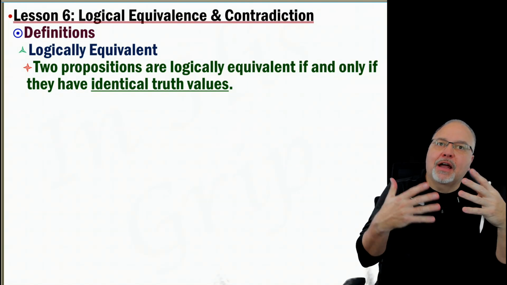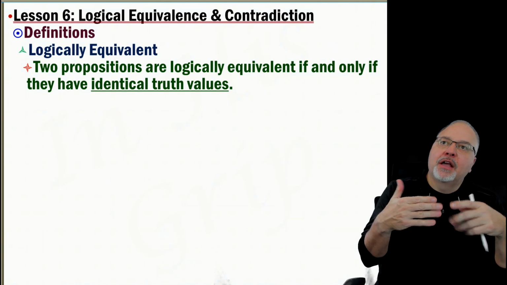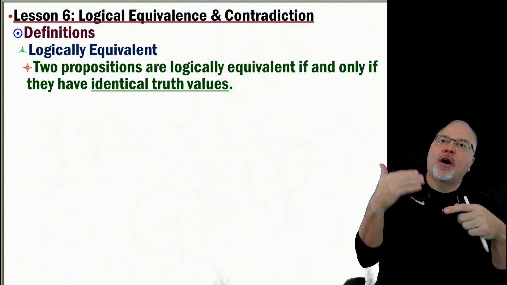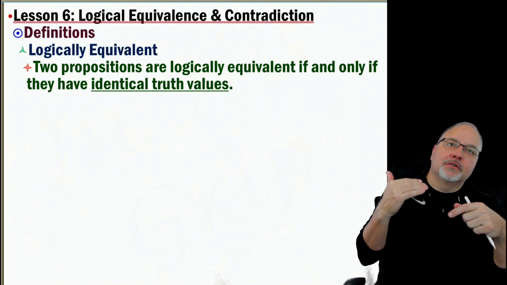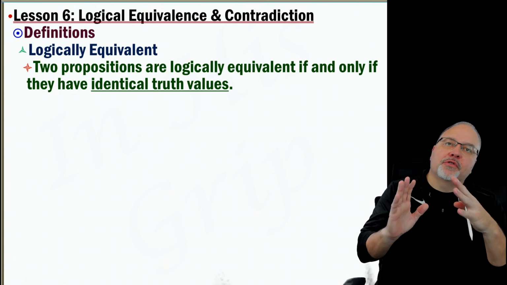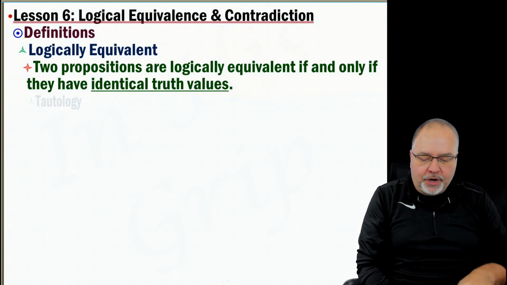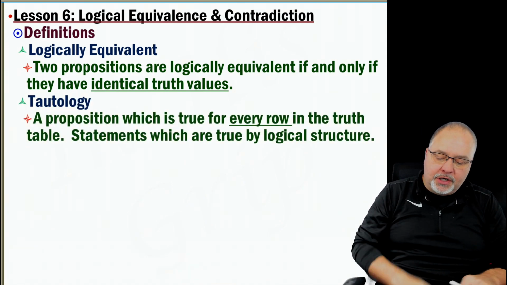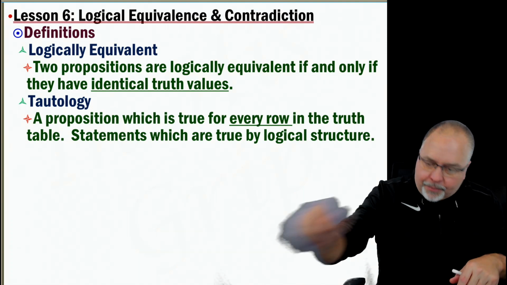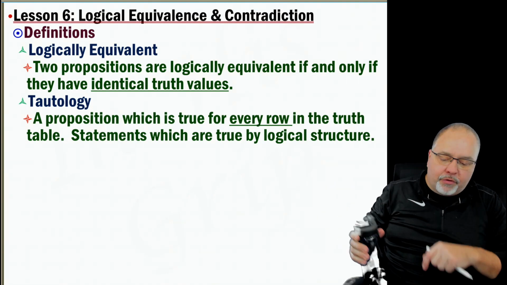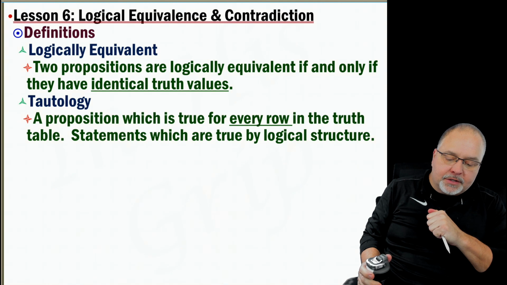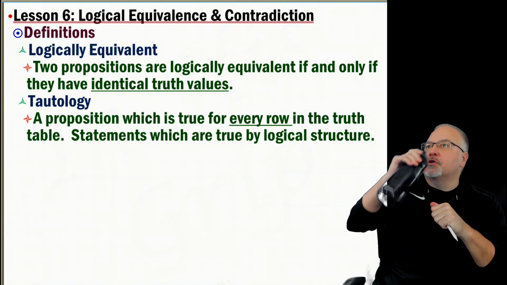Equivalent, if they're equal to each other, they have to be the same on every single line. The proposition has the same truth every single line for equivalence, okay? A tautology: a proposition which is true for every row in the truth table, okay? Statements which are true by logical structure.